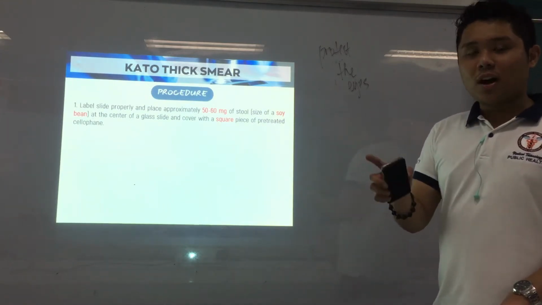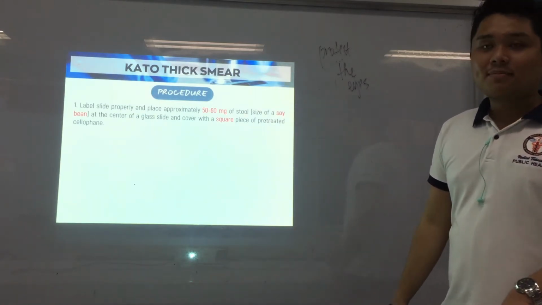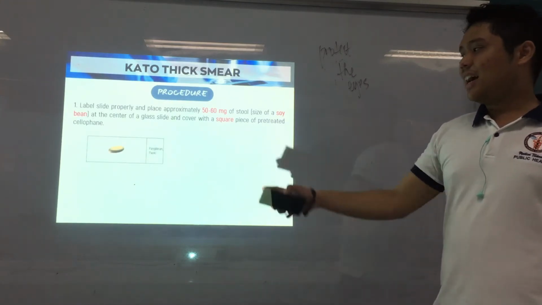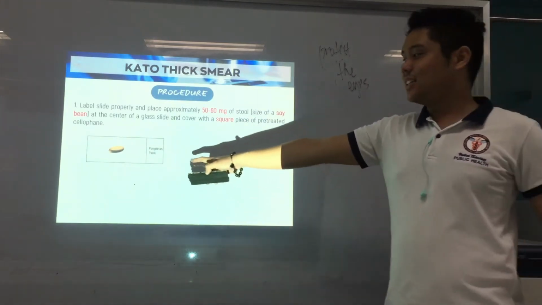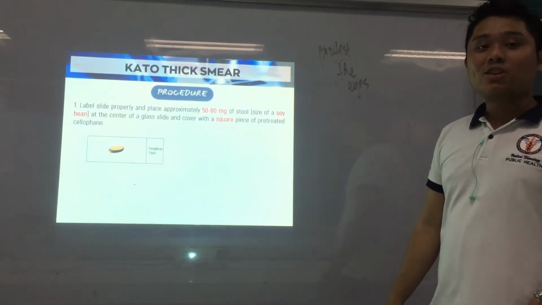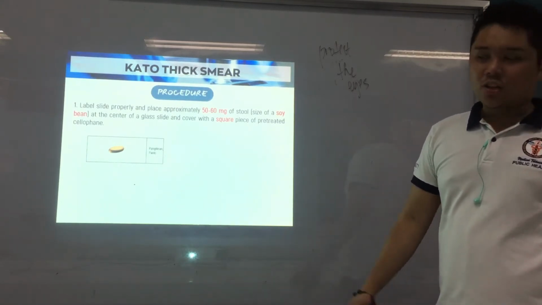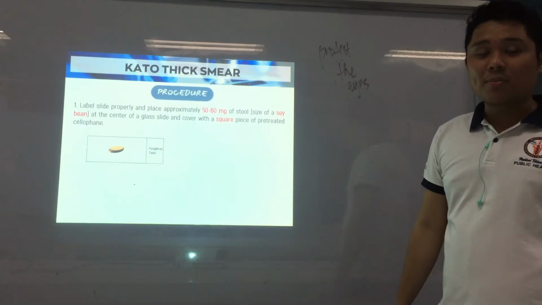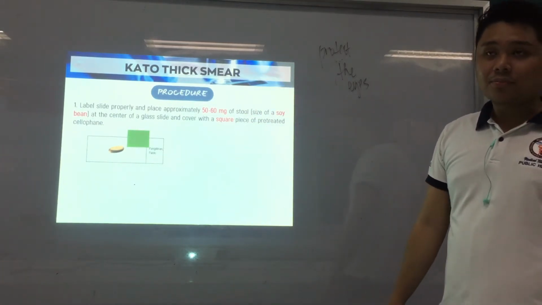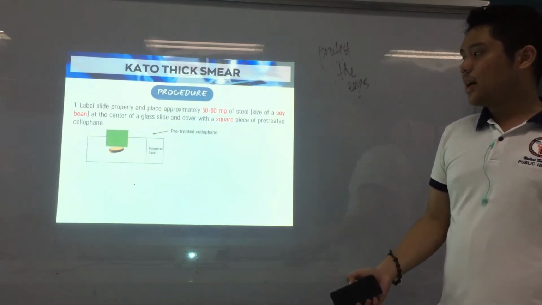And once we put it on the center of the glass slide, we then put the cellophane on top of it. All right. So here's a rough picture. Ayan. So this is not the real appearance, guys. This is just, again, a rough representation of what's happening in the real lab activity. Okay. So this is now the 50 to 60 milligrams of your stool, the size of a soybean. You add now the green cellophane, or yeah, the pre-treated cellophane over on top of it.